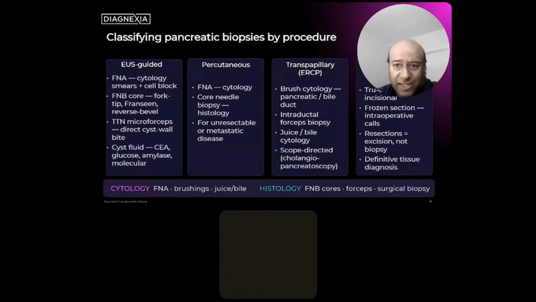Then there's the transpapillary, that's through the papilla of the duodenum, usually done during ERCP, and there are several pieces of tissue and types of tissue that you can get here. Brush cytology of either pancreatic and bile ducts. You can use intraductal forceps and do a biopsy that way. You can aspirate pancreatic juice and bile and then do the cytology on that. And this is directed by the endoscopy at the time of cholangiopancreatoscopy.